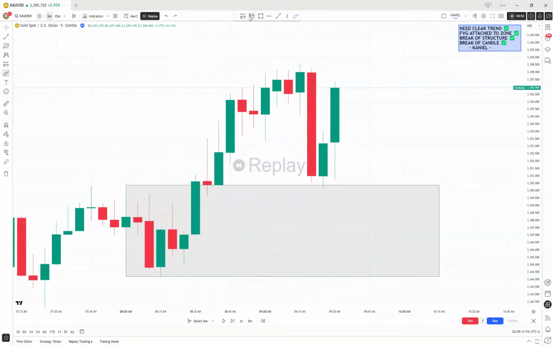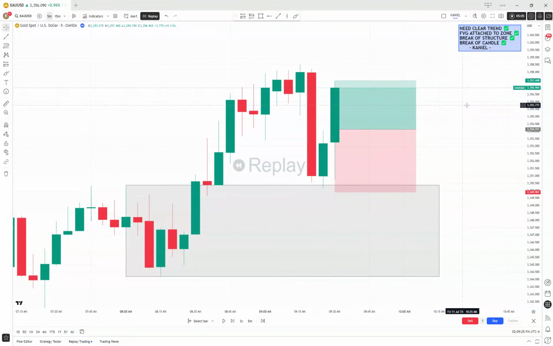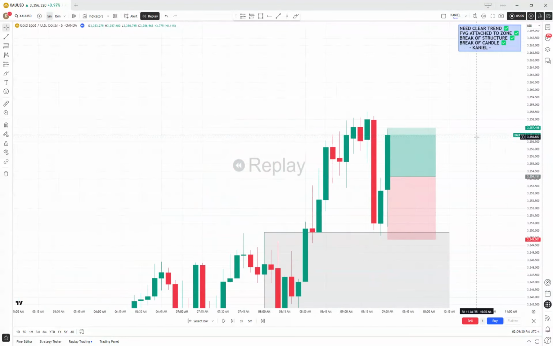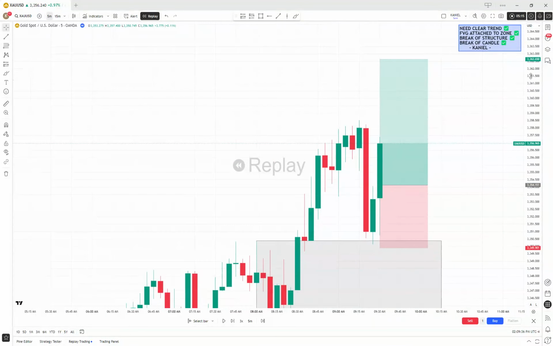Yeah, so it entered right here, SL below the lowest candle in the zone, SL above the highest candle in the zone if we were selling. But in this case, lowest candle. So we're aiming for 1 to 2 RR like I always do.